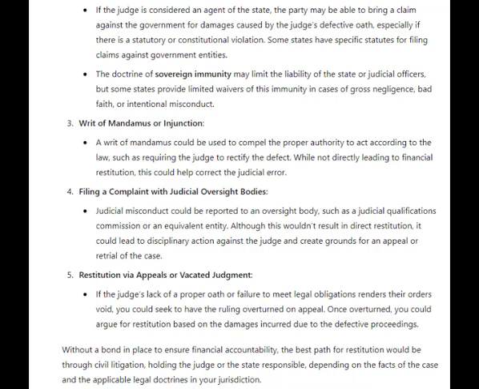Without a bond in place to ensure financial accountability, the best path for restitution would be through civil litigation, holding the judge or the state responsible, depending on the facts of the case and the applicable legal doctrines in your jurisdiction.